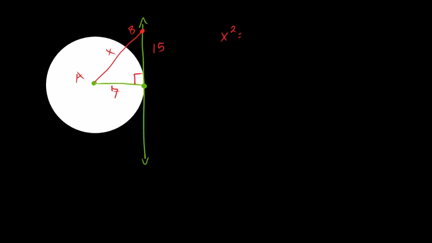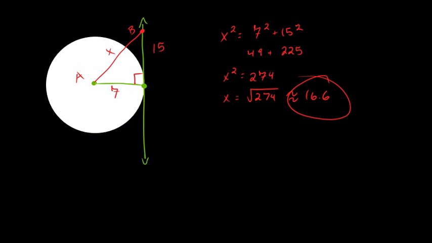x squared should be equal to 7 squared plus 15 squared, 49 plus 225, which should equal 274. That's x squared. You take the square root of both sides, the square root of 274, and that's going to be about 16.6. So I can use my knowledge about tangent lines and how they are perpendicular to the radius drawn at that point of tangency and be able to find missing sides, whether that is the hypotenuse like AB or whether that would be one of the legs.